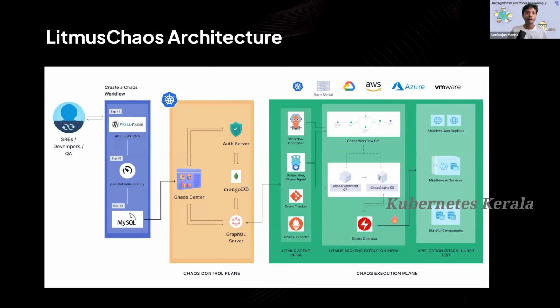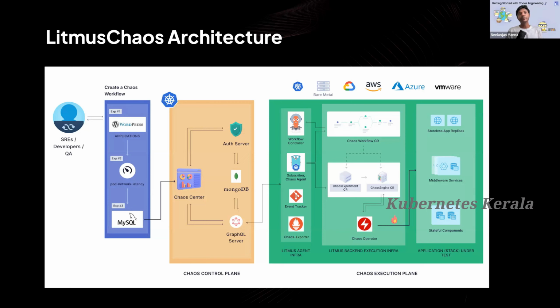So we'll see about those in a minute. But yeah, they are actually talking to the auth server, which is for the purpose of authentication, and we have a Mongo database for that. And also we have the GraphQL server, the central server that is actually handling all of your queries with regard to how chaos engineering has to be performed.